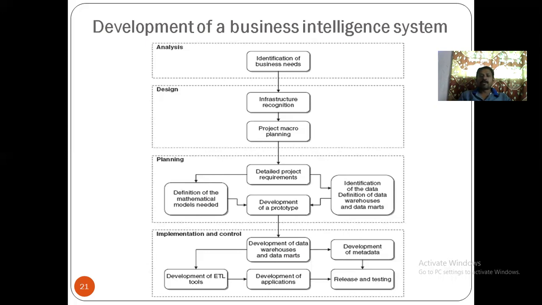Development of metadata, data about the data. Development of ETL tools. Development of applications, and after that we release and test our business intelligence system. So during the development of any business intelligence system, we go through these four phases: analysis, design, planning, implementation and control.